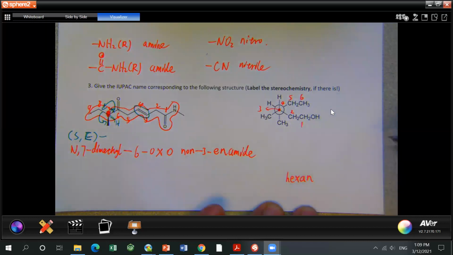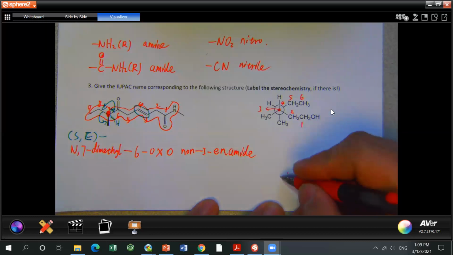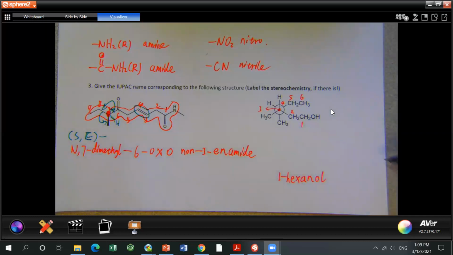All right. So now you also need to give the location number for the alcohol. So yeah, you can put the location number here, 1-hexene-ol, or put it between N and the ending. Either way is fine.